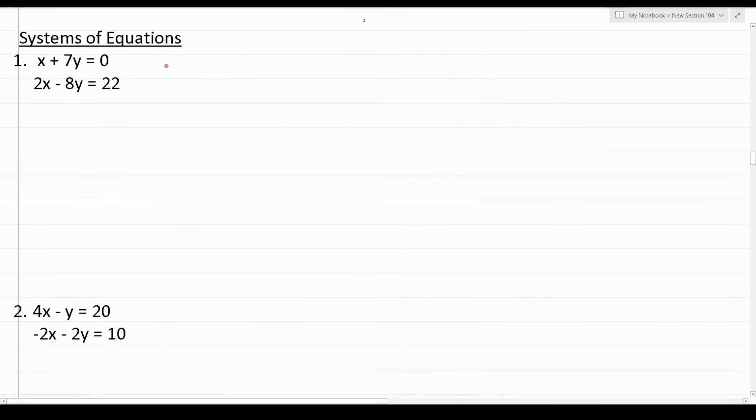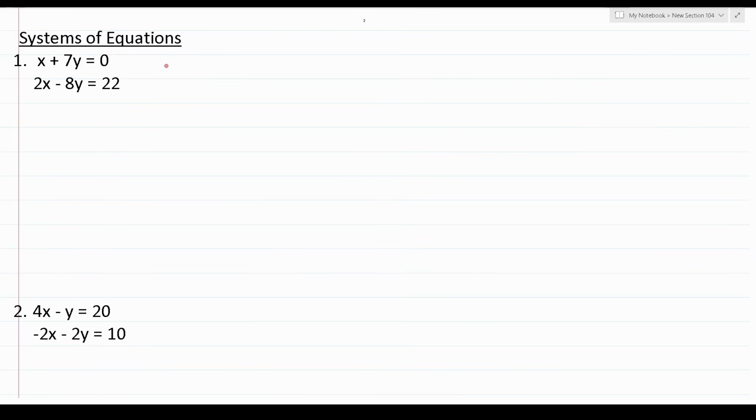All right, so our next topic is about solving systems of equations. And while there are many methods to solve systems of equations, the two you learn about in Algebra 1 as well as Algebra 2 are the substitution method as well as the elimination method.